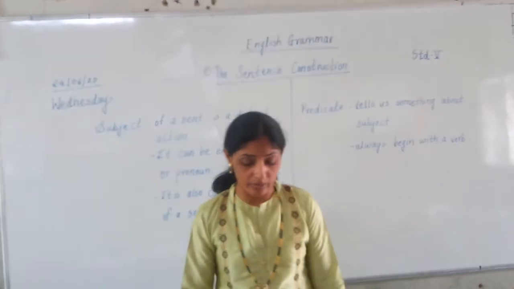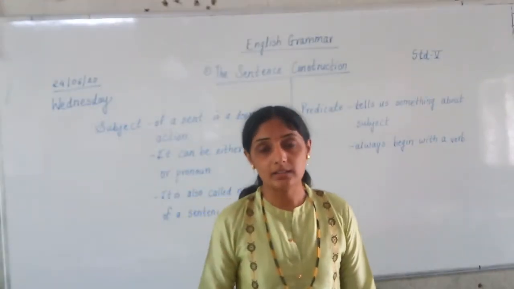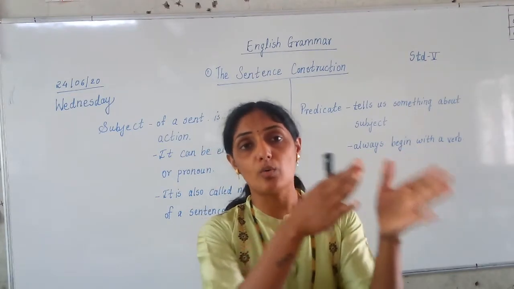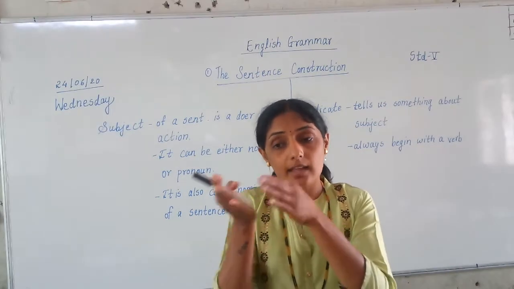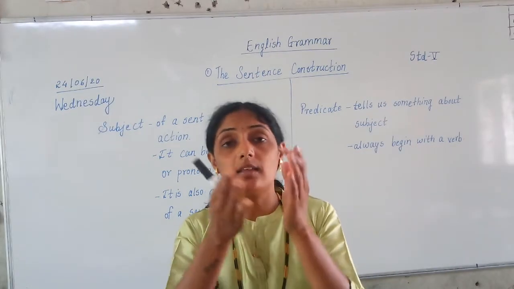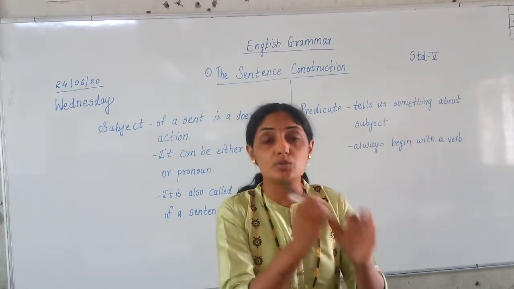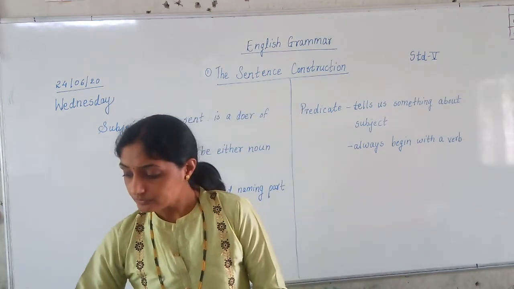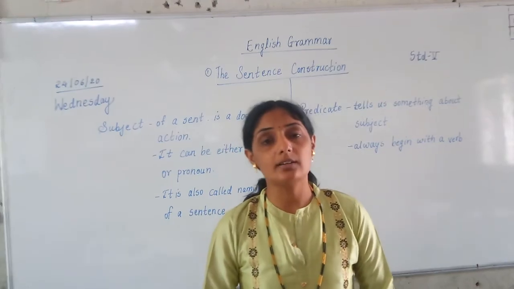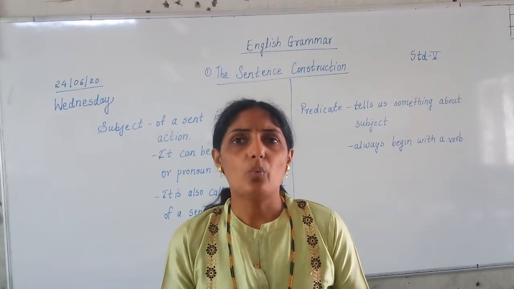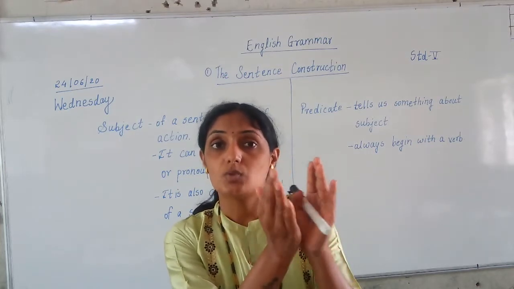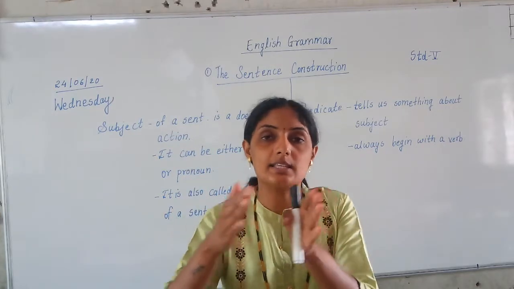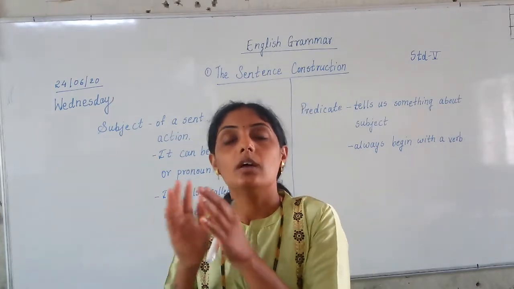For example, yesterday one sentence was given: Rahul acts like Robin Hood. Rahul is the subject. Now what is Rahul doing? Rahul is acting like Robin Hood. So acting is an action which is done by Rahul. So Rahul is the subject. The next sentence which we studied yesterday was: a computer is an electronic device. A computer is the subject, and is an electronic device is the other part of the sentence that is called predicate.